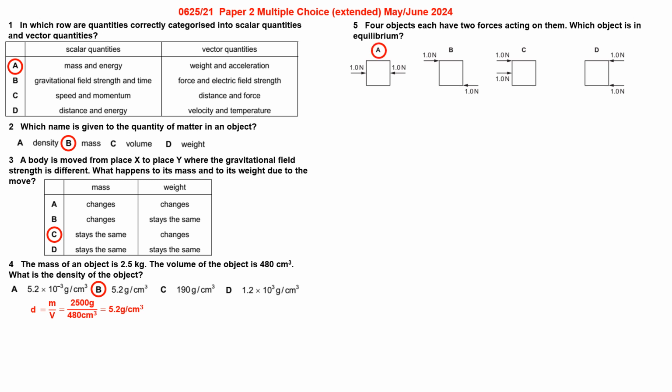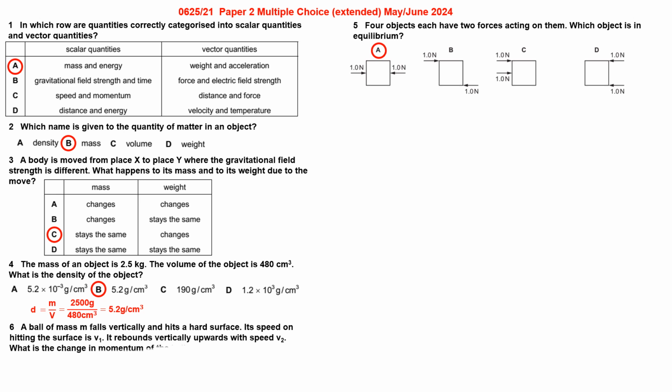Question 6. A ball of mass m falls vertically and hits a hard surface. Its speed on hitting the surface is v1. It rebounds vertically upwards with the speed v2. What is the change in momentum of the ball? The change in momentum of an object can be calculated using the formula: change in momentum equals final momentum minus initial momentum.